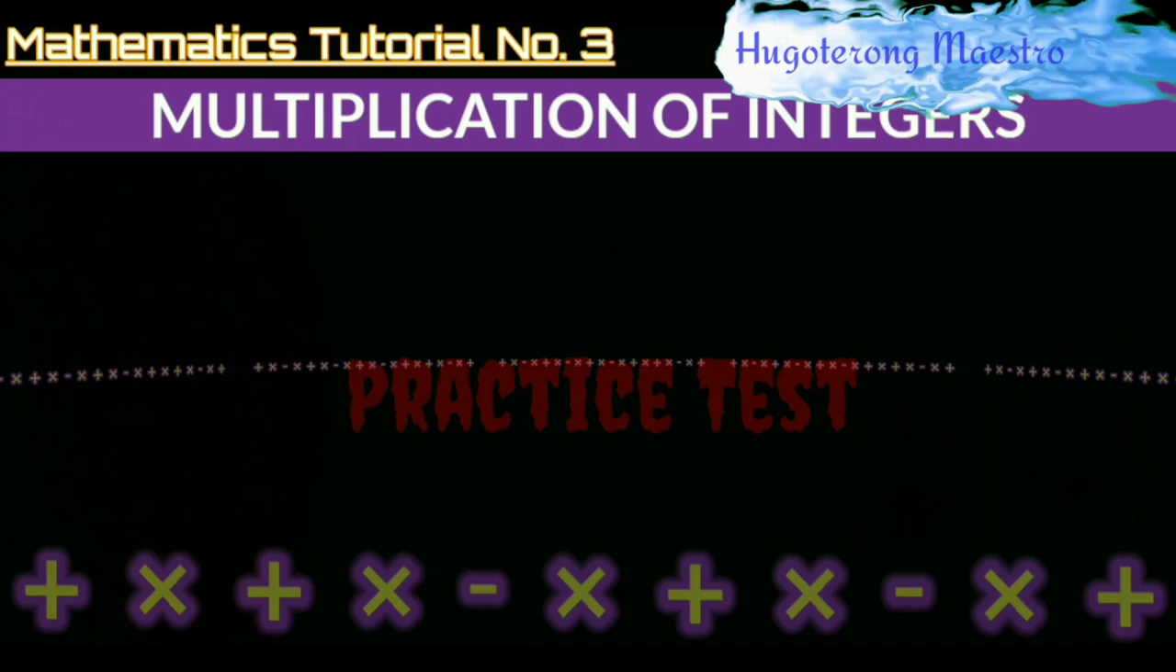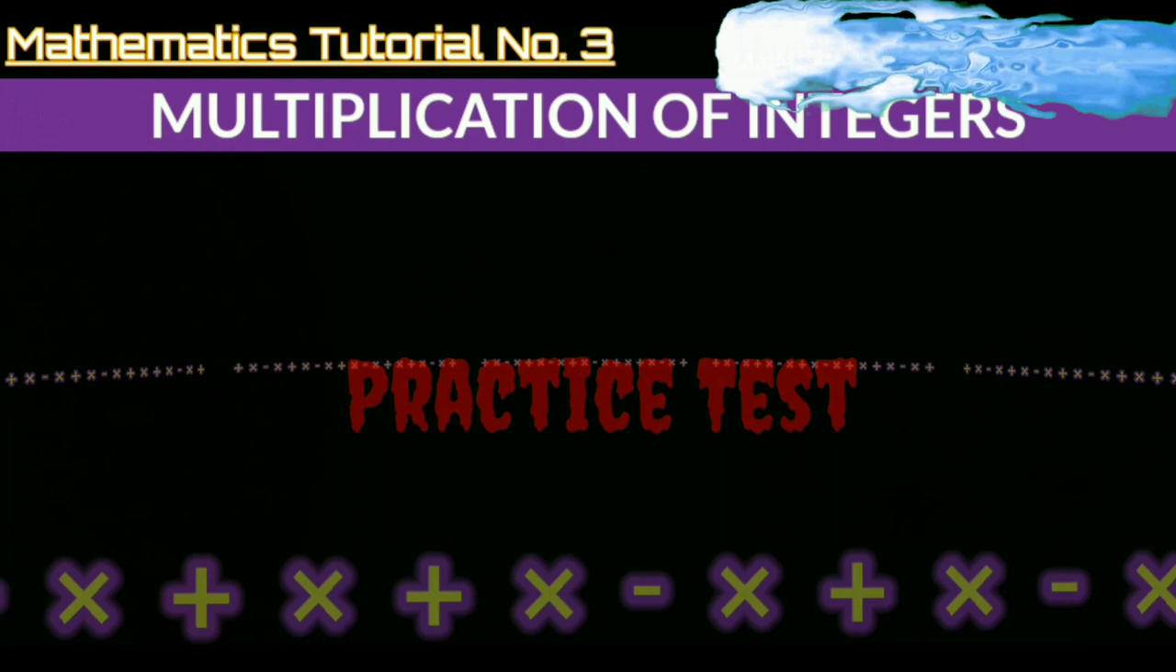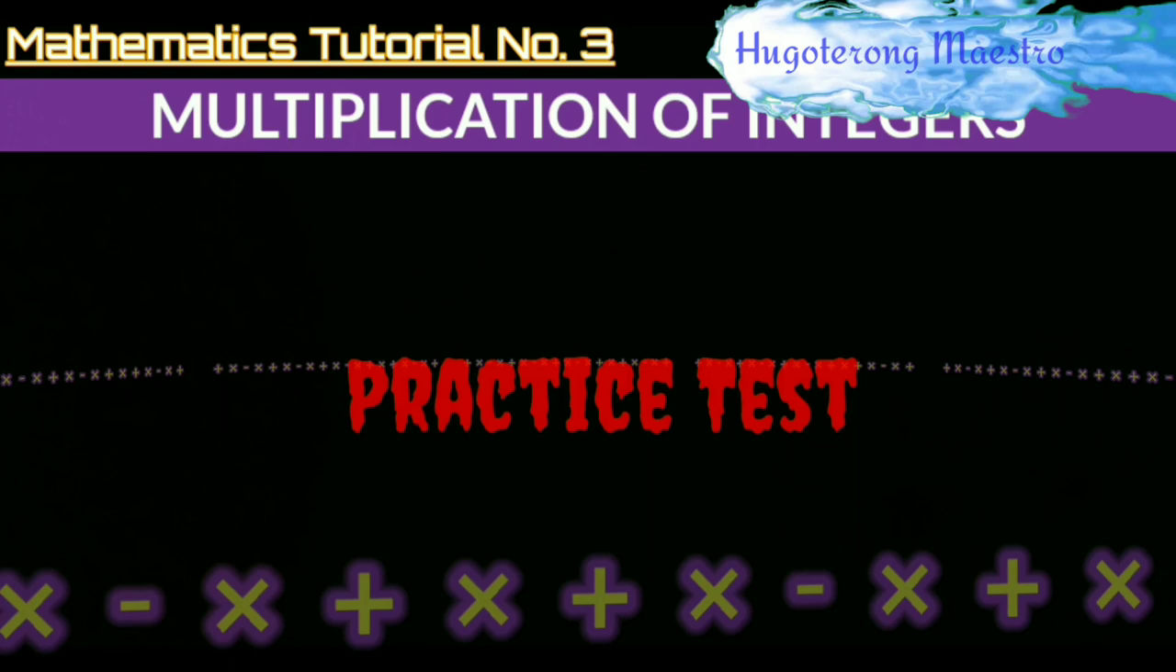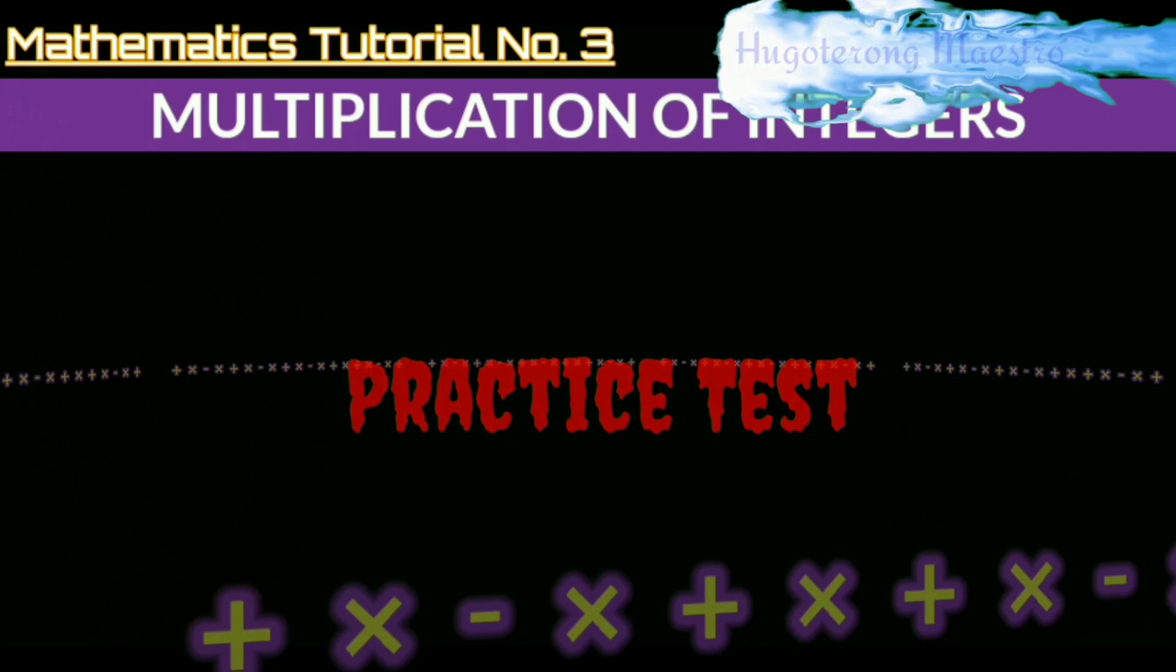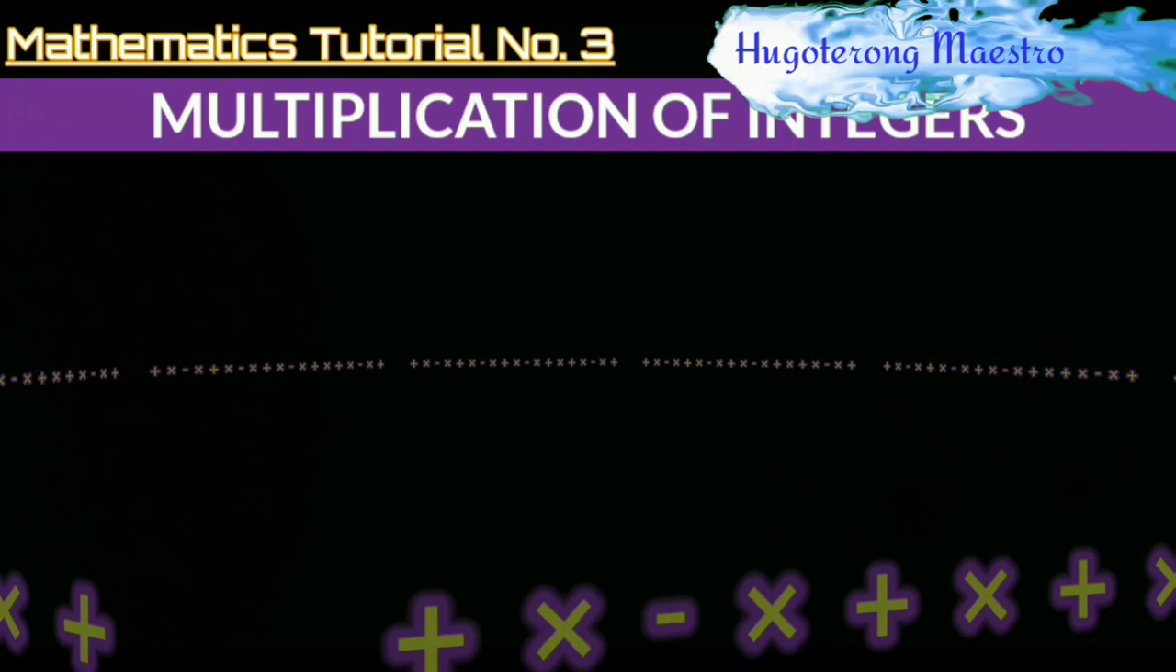For each given, I'll be giving you 10 seconds to answer. After that, I will reveal the answer and let us see kung tama ang inyong sagot. Before we start, I would like to remind you of our rules. In multiplying numbers with like sign, our answer is always positive. And in multiplying numbers with unlike sign, our answer is always negative. And now, let's begin our practice test.